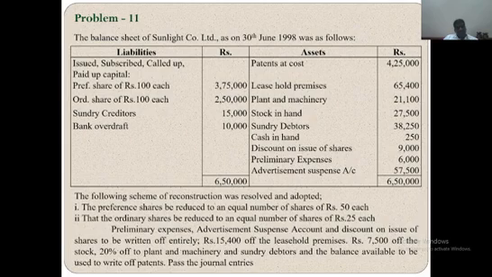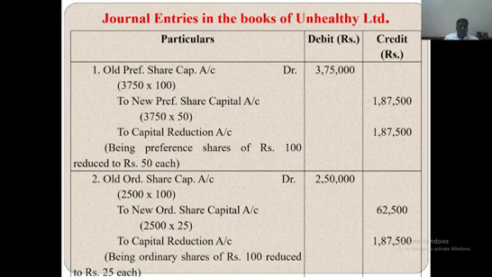That the ordinary shares be reduced to an equal number of rupees 25 shares. So capital reduction value is 75 rupees per share. Journal entry: old equity share capital account debit to new equity share capital and to capital reduction account. So for shares value rupees 100, that means existing shares value, but for capital reduction the new shares value is reduced to rupees 25.